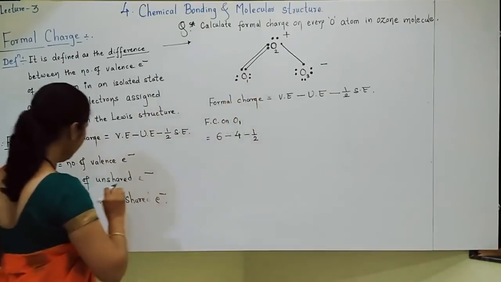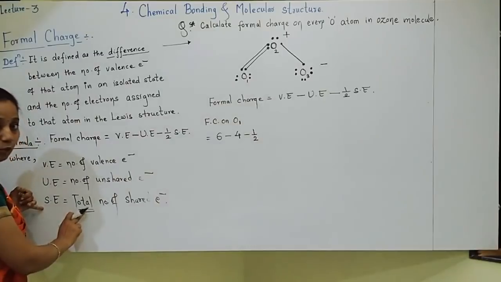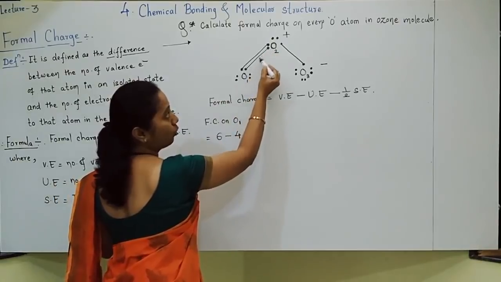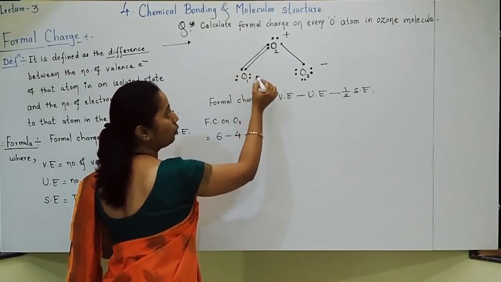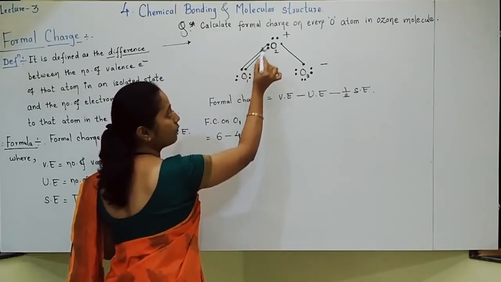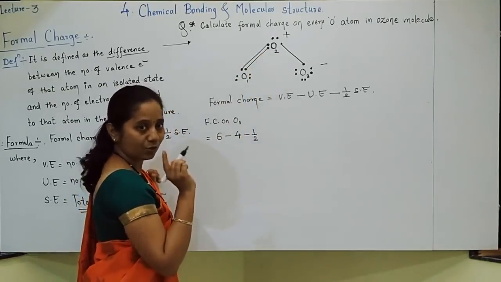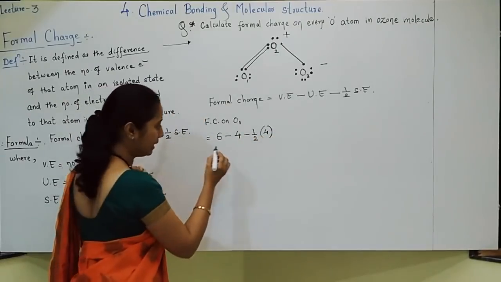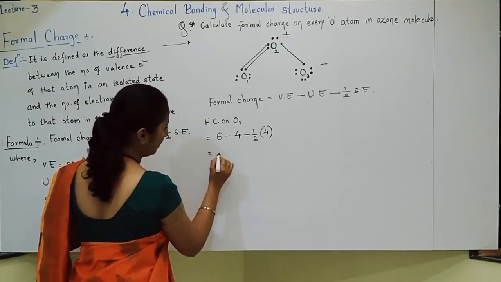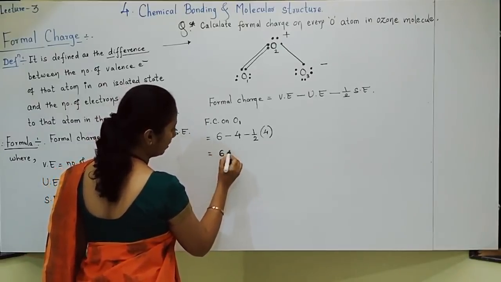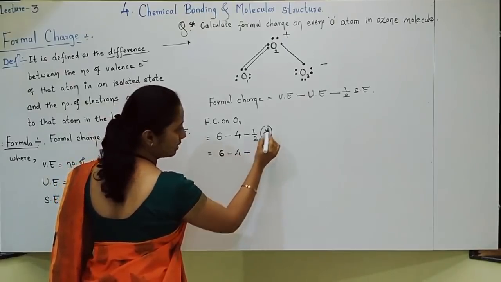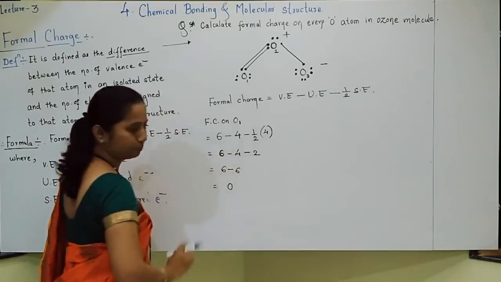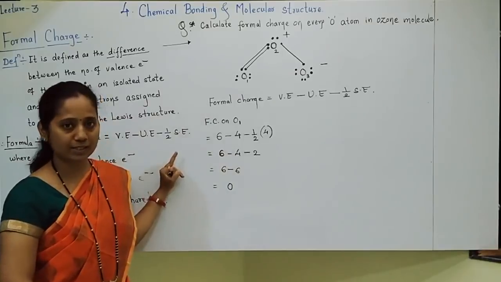But I have told you that for shared electrons you should always take the total, both sides. So these 2 shared with these 2. In total how many electrons are shared? Out of its octet of 8 electrons, 4 electrons are shared. So for shared electrons I am writing 4. Okay, let us do the calculation. 6 minus 4 minus 2. 6 minus 6, the answer is 0. I hope you understood this, students.